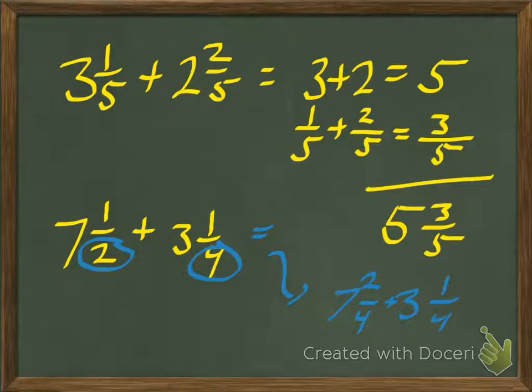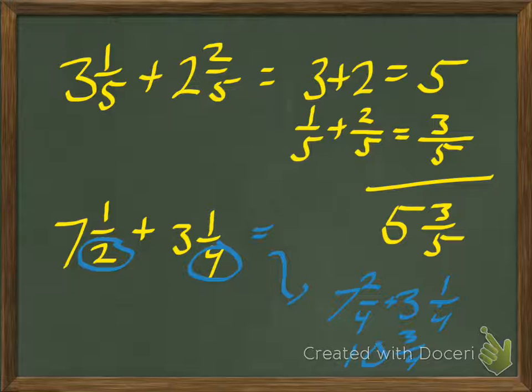And now we add them together. And 7 plus 3 is 10. Never forget the whole number. That's the most important part. And then 2/4 plus 1/4 is equal to 3/4. So whether you have to first get common denominators or not, the whole numbers get added together, the fractions get added together. That's basically it.